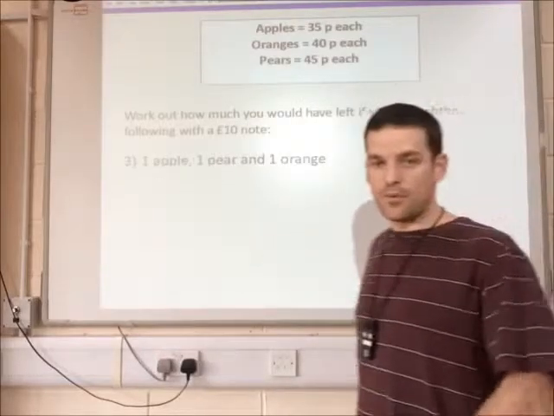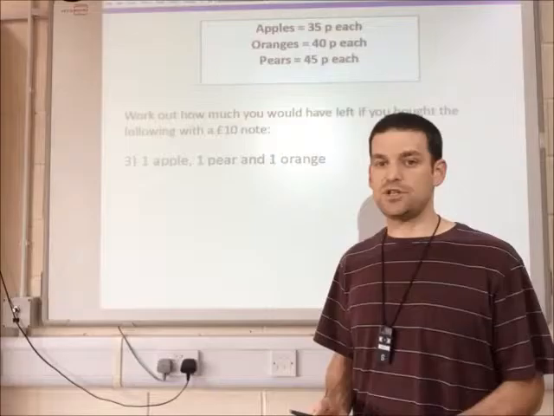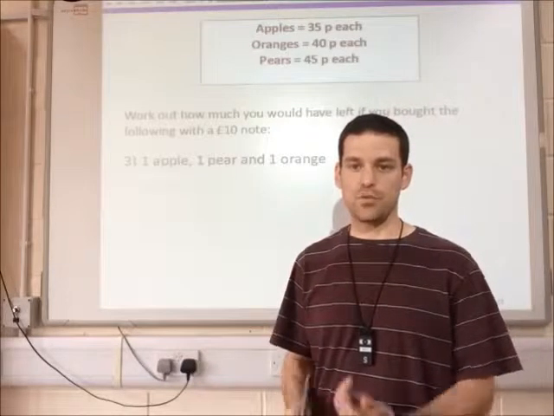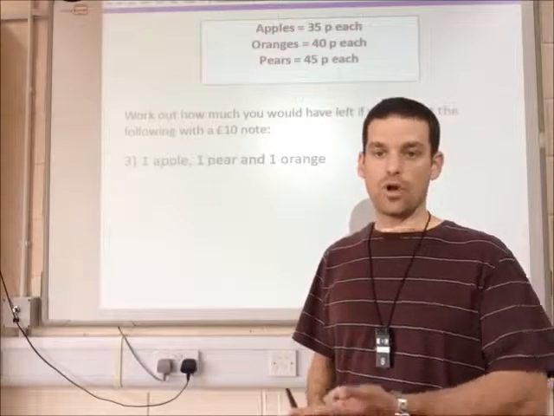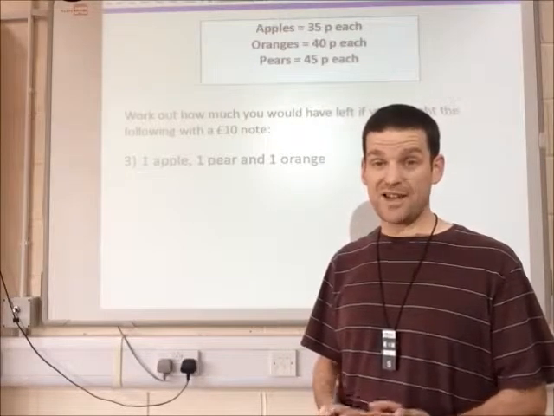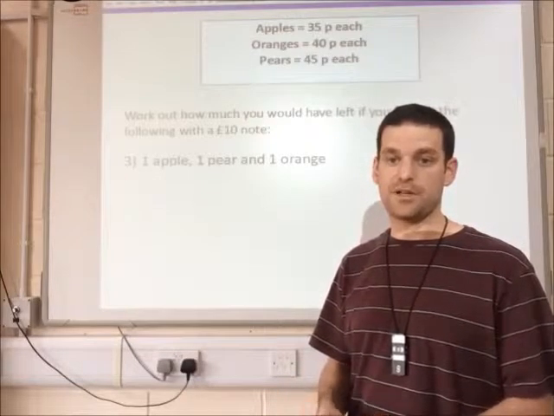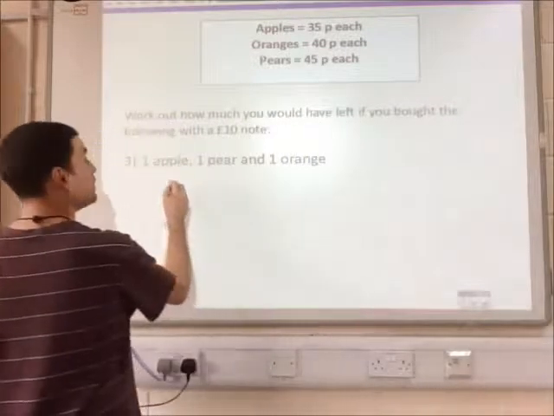Okay. And just one more example. This time there's no multiplication involved. We just want to buy one each of these 3 different fruits. 1 apple, 1 pear and 1 orange. So for this one I'm just going to directly add the 3 prices together, the 35, the 40 and the 45 pence, to work out the total cost.